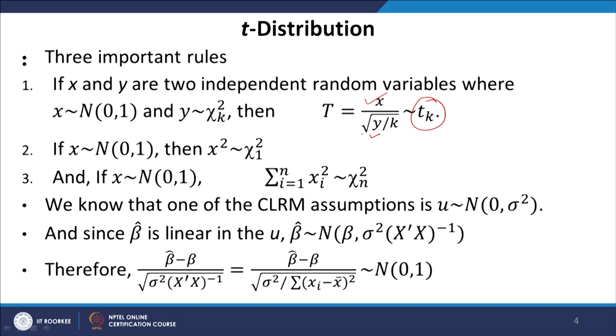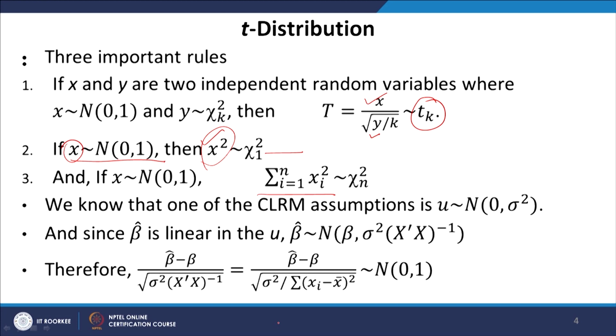Alternatively, the other rules we need to remember are, first of all, if x follows a standard normal distribution, that is a normal distribution with mean 0 and variance 1, then x square follows a chi-square distribution with 1 degree of freedom. And if x follows a standard normal distribution, then summation i running from 1 to n of xi square follows a chi-square distribution with n degrees of freedom. So, a standard normal variable when squared follows a chi-square distribution, and this chi-square when summed up over n observations follows a chi-square distribution with n degrees of freedom. So, these are the three rules.